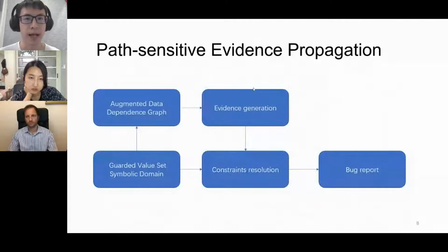Our approach is a path-sensitive evidence propagation algorithm. First, we construct an augmented data dependence graph of the program, and we apply a guarded value set symbolic domain to represent the numerical relationships among variables. Then the 2 kinds of evidence are generated and propagated along the data dependence graph, and we resolve a set of constraints of our symbolic domain to detect bugs with high confidence.